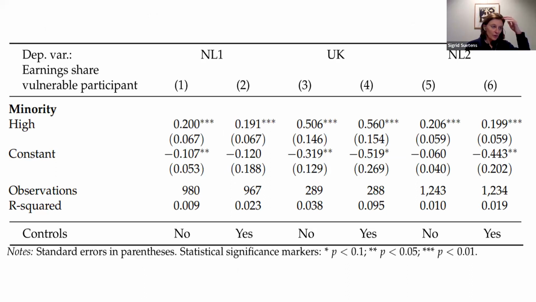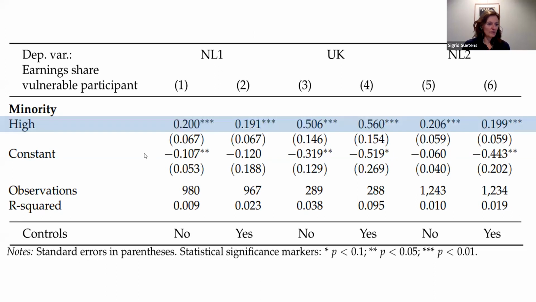So what I'm showing you here is the regressions where the dependent variable is the earning share of the vulnerable participant if this participant has a minority background. And I'm showing you here the results for the 3 experiments, NL1, UK and NL2, and then each time without and with control variables, right? So basically what to look at is this here. So this is showing you the effect of high ethnic salience on the earning share of the vulnerable participant.